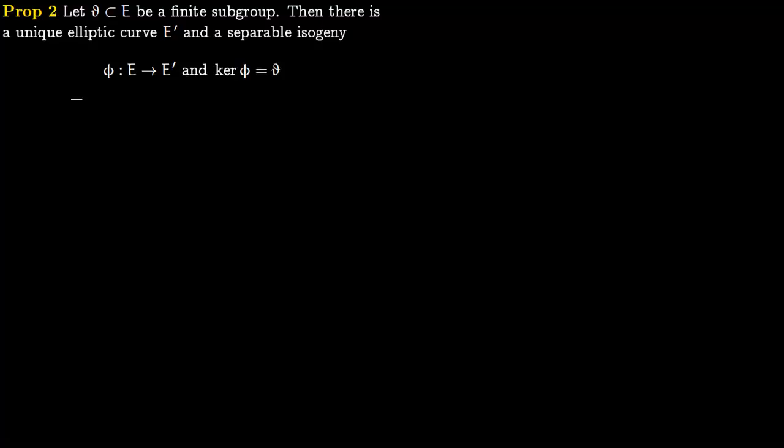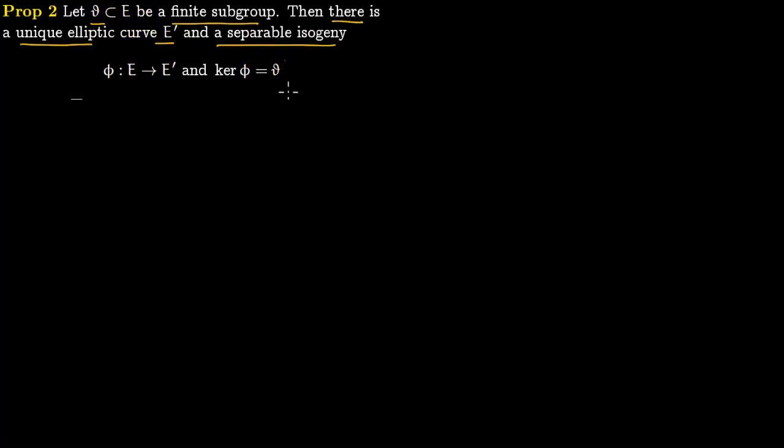So in this lecture we go from a finite subgroup of an elliptic curve to an isogeny. Say we are given Θ, a subgroup of the elliptic curve, and this Θ is a finite subgroup. From this Θ we can now construct a separable isogeny. Then there is a unique elliptic curve E' and a separable isogeny φ from E to E' such that the kernel of φ is precisely this finite subgroup.